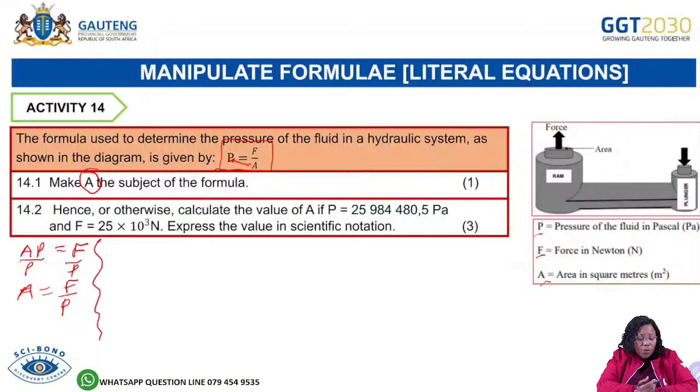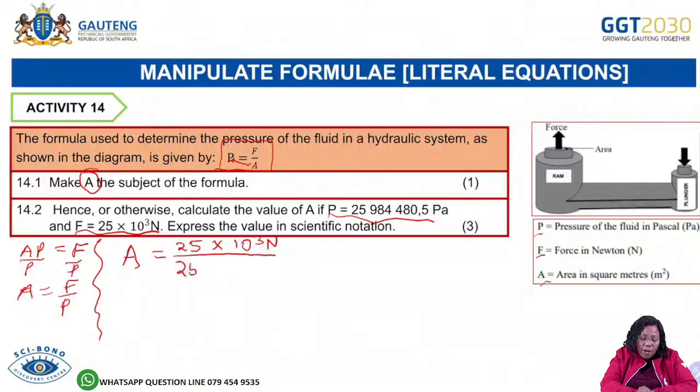And then the second one: hence or otherwise, calculate the value of A, if P is given as that value there, and F is given as that one. Express the value in scientific notation. After calculating, you must express your answer in scientific notation. Okay, grade 12, you have already identified that A is equal to F over P. What is F? 25 times 10 to the power 3 newtons over the P.